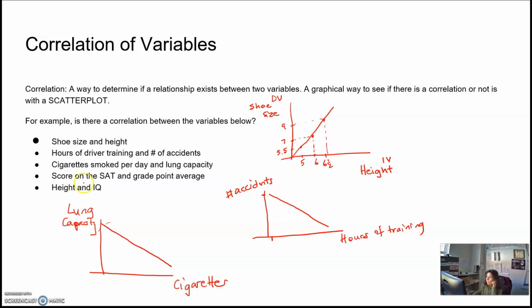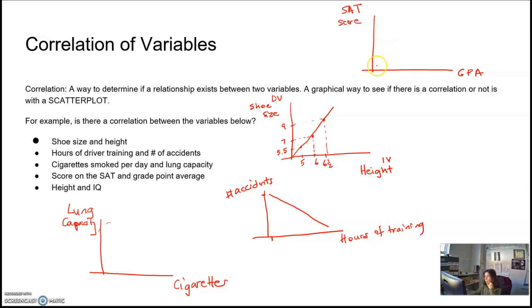How about a score on the SAT and grade point average? Would you expect any relationship, first of all, and if so, what kind of relationship? I think from our own experience, we probably know that the higher your GPA is in school, you're probably going to tend to score better on the SAT. So maybe we would expect something like this, where let's say this is your GPA right here, and this is your SAT score.